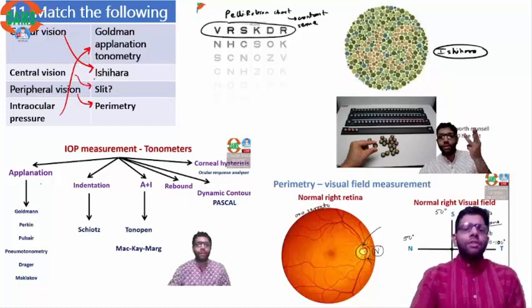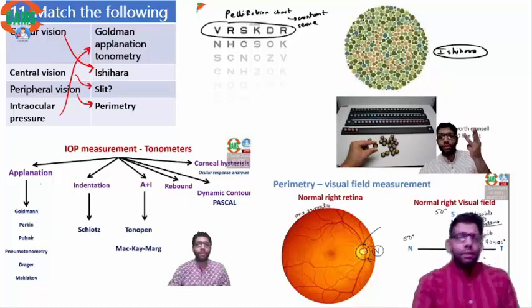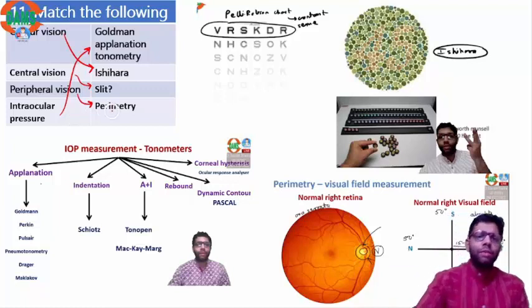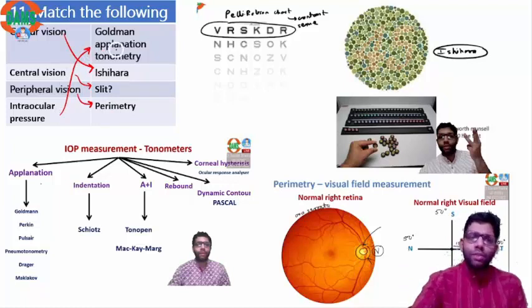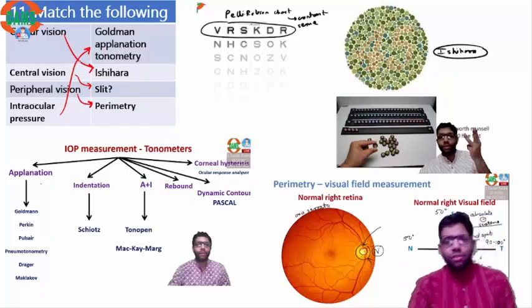But central vision, slit lamp biomicroscopy is a gold standard. Maybe that was in the exam. I don't know. Nobody could tell correctly the recall over here. But the other three were very simple. Visual field, perimetry, intraocular pressure, Goldmann is a gold standard, while color vision is Ishihara.